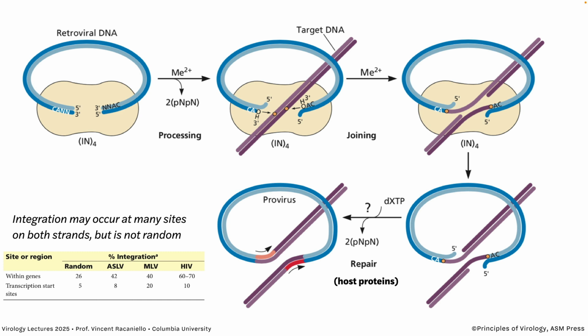And you can see the numbers don't jive, right? They're higher than randomness, even with respect to transcription start sites. So there is some specificity for integration, but it's at a lot of different sites in the genome.